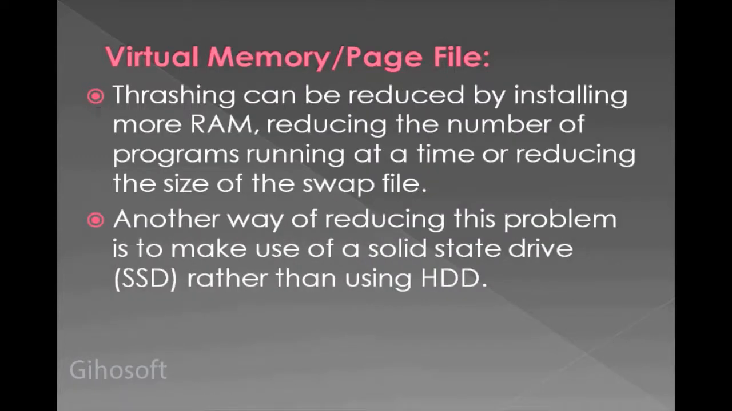Thrashing can be reduced by installing more RAM, reducing the number of programs running at a time, or reducing the size of the swap file. Another way of reducing this problem is to use a solid state drive. But then again, SSDs have a limited number of read-write operations, so if you are using an SSD as virtual memory, instead of 3 years, your SSD would expire much sooner, because that means hundreds of read-write operations every day.